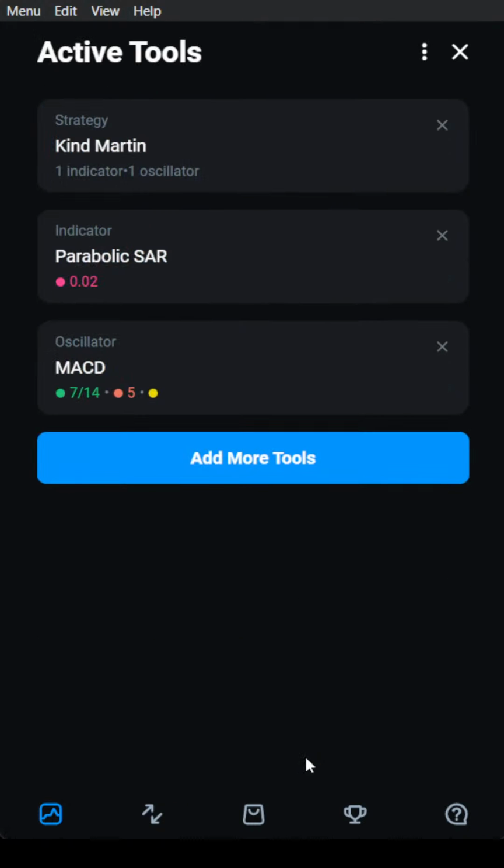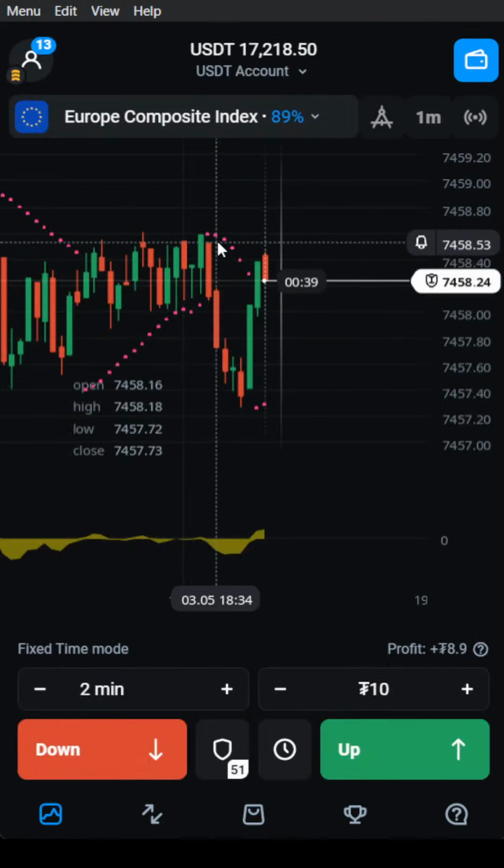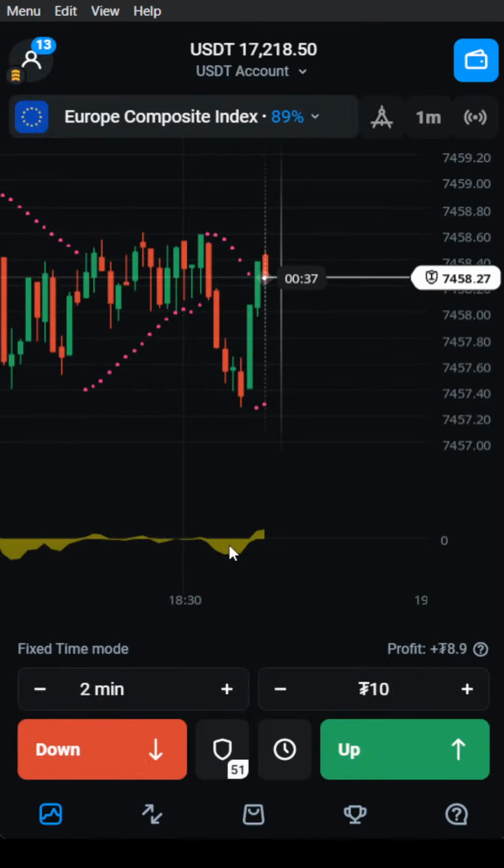Now, when we enable the strategy, first of all, I do get questions of what indicators I am using, what are the settings of the indicator. So please focus. We have parabolic at 0.02. We have MACD at a period of 7, 14. Okay, so this is the indicator and oscillator used. When we add this, you see that there is one indicator showing pink dots and one is MACD.